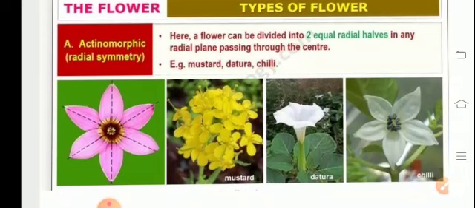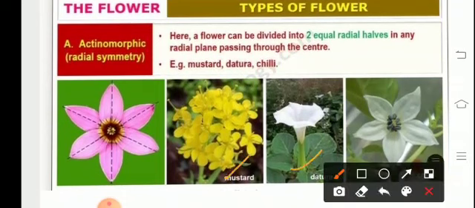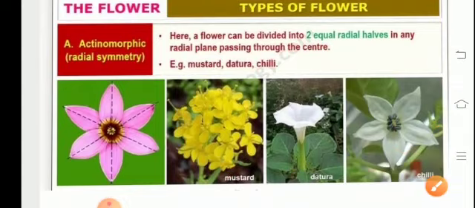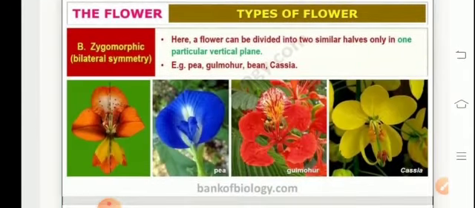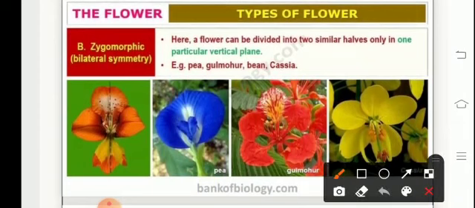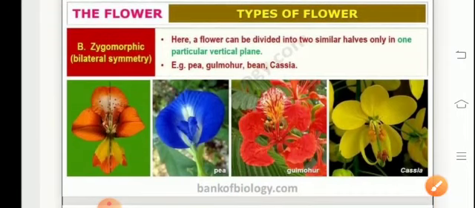So these are the examples of actinomorphic flowers: mustard, dhatura, chili, where the flower can be divided into two equal radial halves. The next slide presentation is of zygomorphic flowers. Example, pea, gulmohar, cassia, where along the vertical plane we can divide the flower into two equal halves.